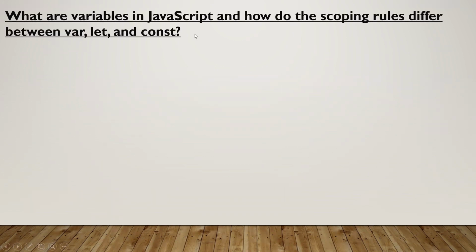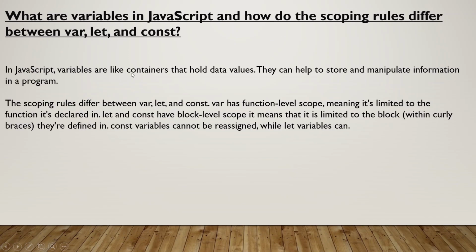What are variables in JavaScript, and how do the scoping rules differ between var, let, and const? In JavaScript, variables are like containers that hold data values. They help to store and manipulate information in a program. The scoping rules differ between var, let, and const. Var has function level scope. It means that it's limited to the function it's declared in. Let and const have block level scope. It means that they are limited to the block they are defined in. A const variable cannot be reassigned while let variables can.